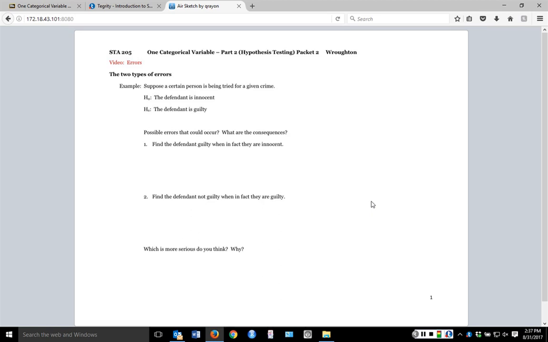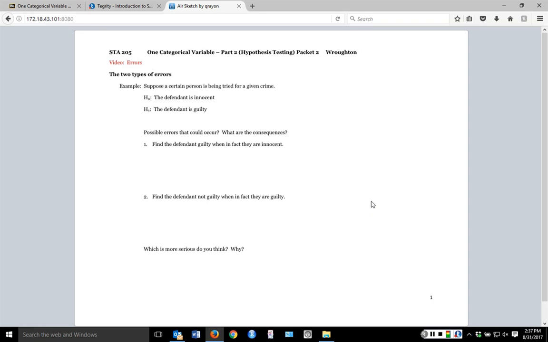So to first understand the errors that can be made during a hypothesis test, we're going to remove ourselves from stat world and think about it in a context that most of us are much more familiar with. So we're going to look at the idea of just someone being tried for a crime.